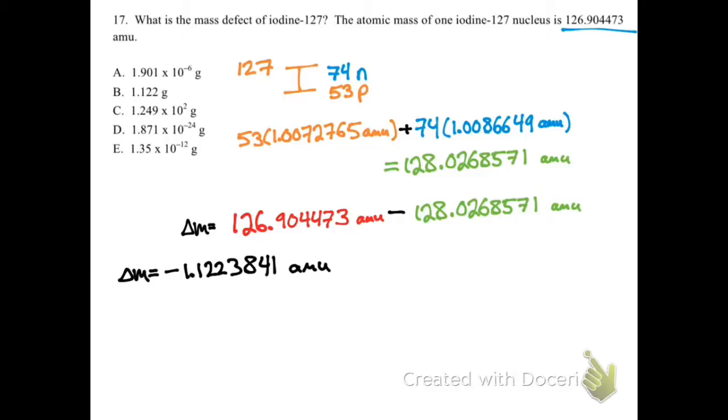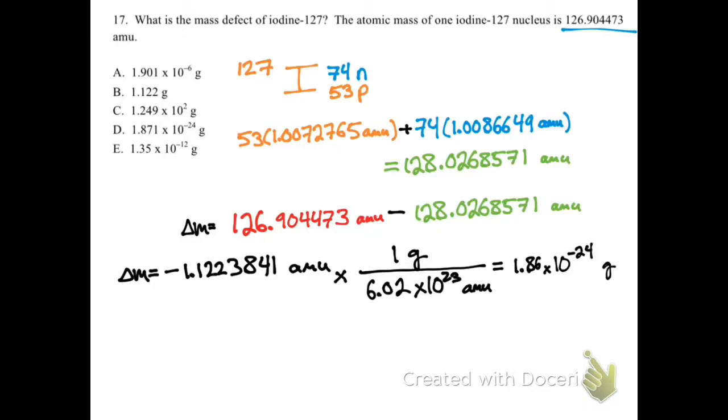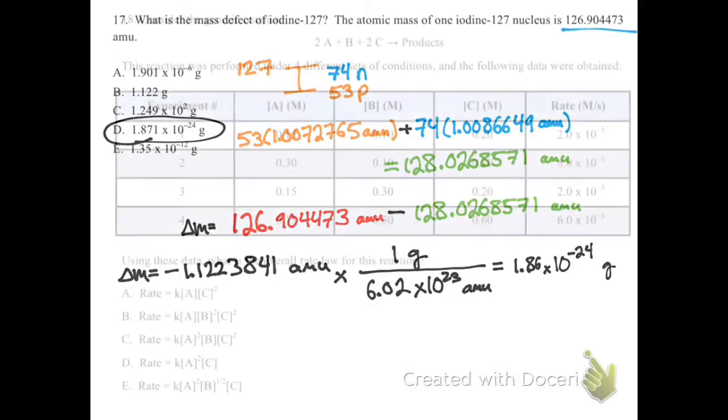Now notice our answers are given in terms of grams. This is in AMU, so we'll just do one quick conversion factor. For every 1 gram, there are Avogadro's number, 6.02 times 10 to the 23rd AMUs, which ends up giving us our answer, which is 1.86 times 10 to the negative 24th grams. And no, that is not a ton of mass, but that is the amount of mass missing from one measly iodine 127 nucleus. Okay, everybody.